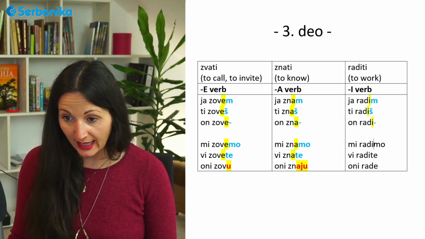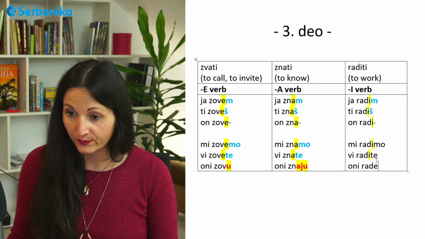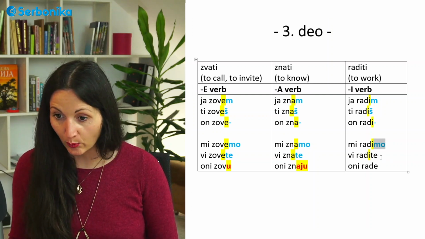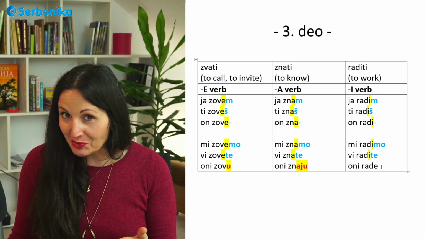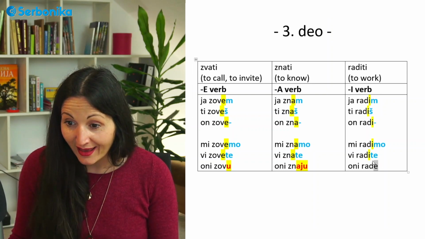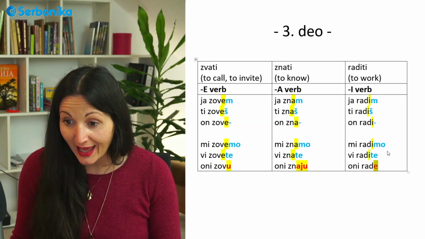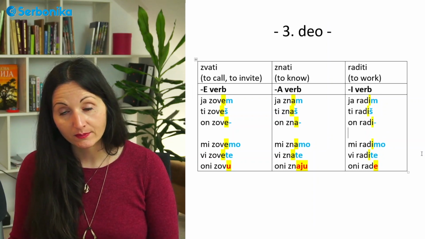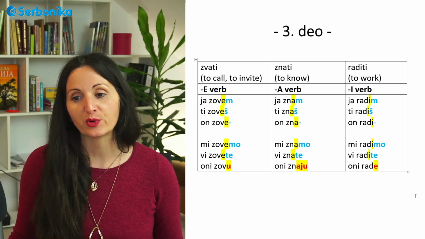In plural, again, we have this typical E from the stem. And we have the typical endings mi radimo, vi radite. The universal endings are there. And then, here's a surprise. We have an E ending here in the third person plural. E. Oni rade, which is completely different from the U endings that we've seen previously.